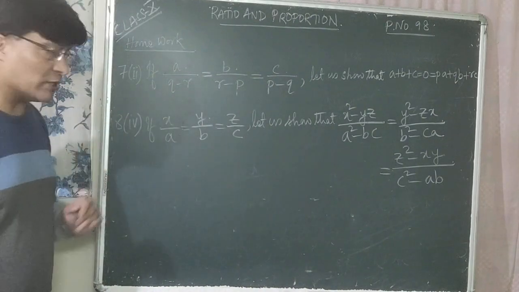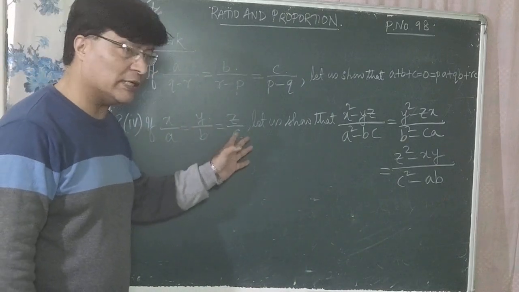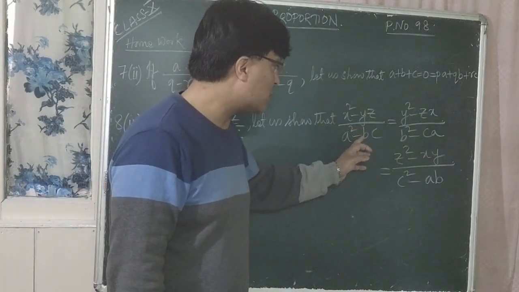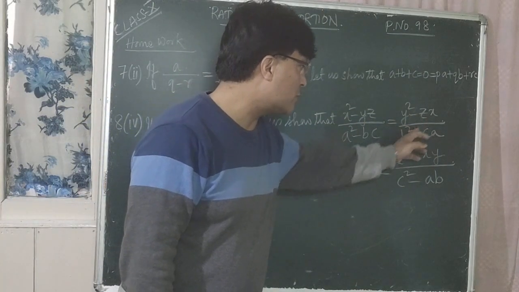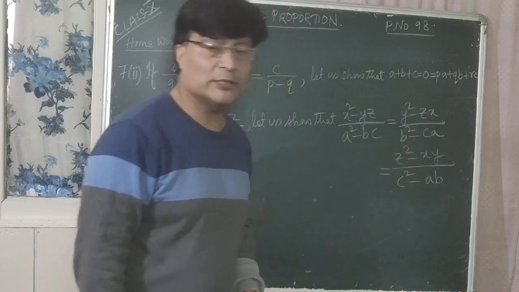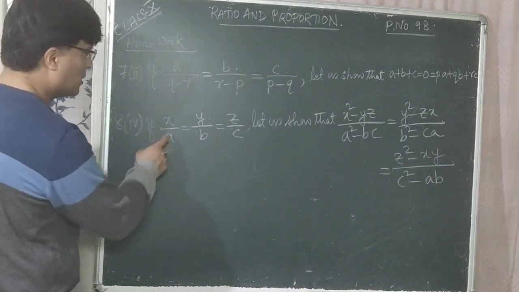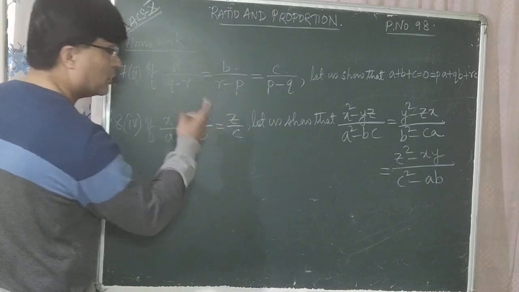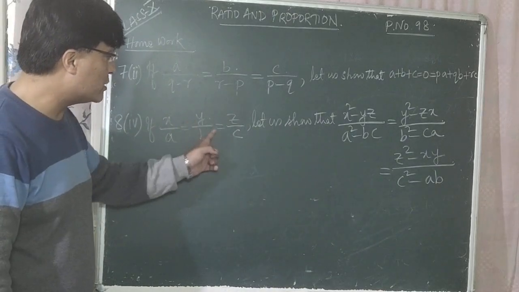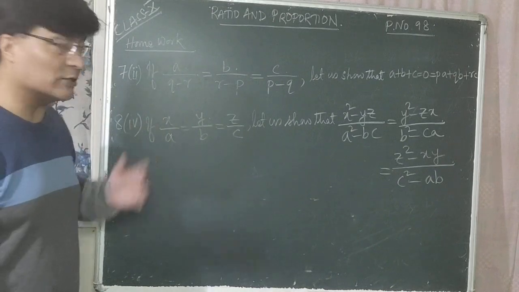So 8 number 4 is also: if x upon a is equal to y upon b is equal to z upon c, show that x square minus yz upon a square minus bc is equal to y square minus zx upon b square minus ca is equal to z square minus xy divided by c square minus ab. So here the given part is x upon a is equal to y upon b is equal to z upon c. You can use the k method here also. So x upon a is equal to y upon b is equal to z upon c is equal to k, suppose.